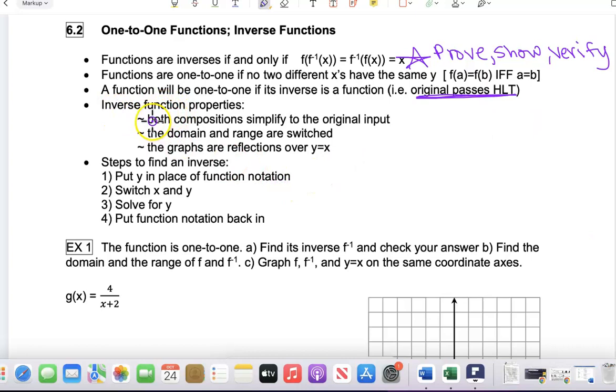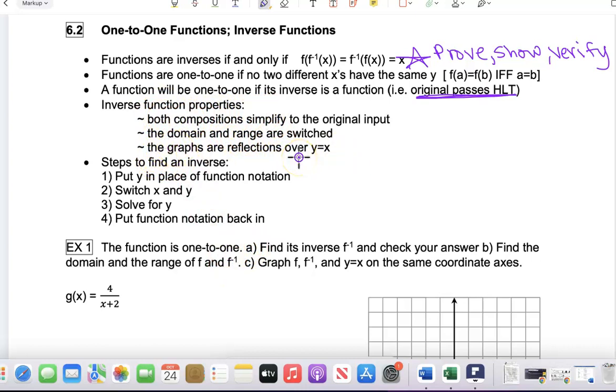So we already talked about the fact that both compositions have to simplify to the original input if they are inverses. Other two things that we need to know about inverses is that the domain and range are switched. So whatever the range is on your original function, that's the domain of the inverse. Then the domain of the original is the range of the inverse. So domain and range are just switched.